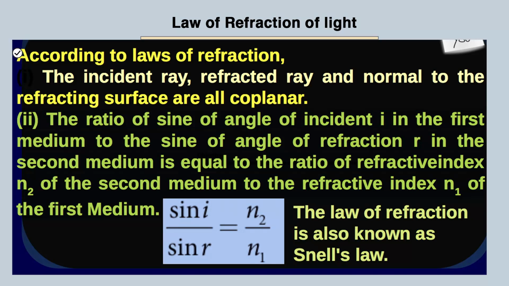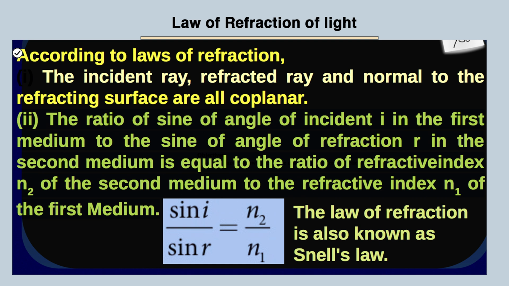And the law of refraction of light. According to this law, the incident ray in the first medium, the refracted ray in the second medium, and the normal drawn to the refracting surface at the boundary are coplanar. This is similar to the law of reflection, where these 3 lines are also coplanar.